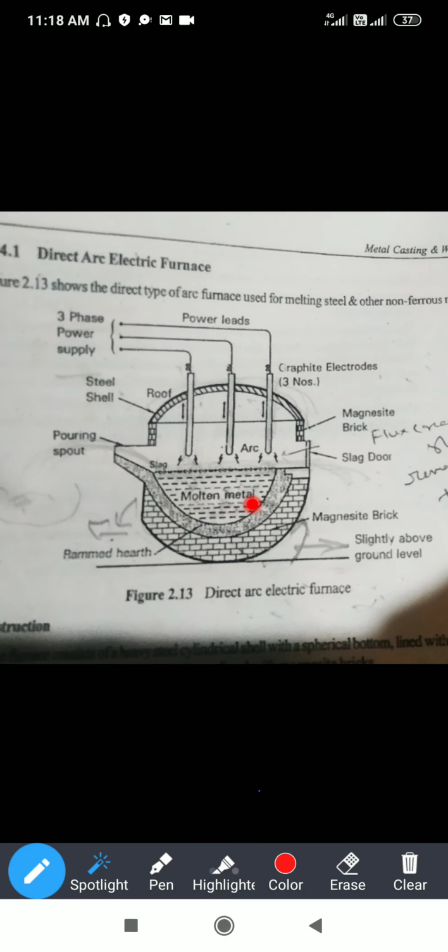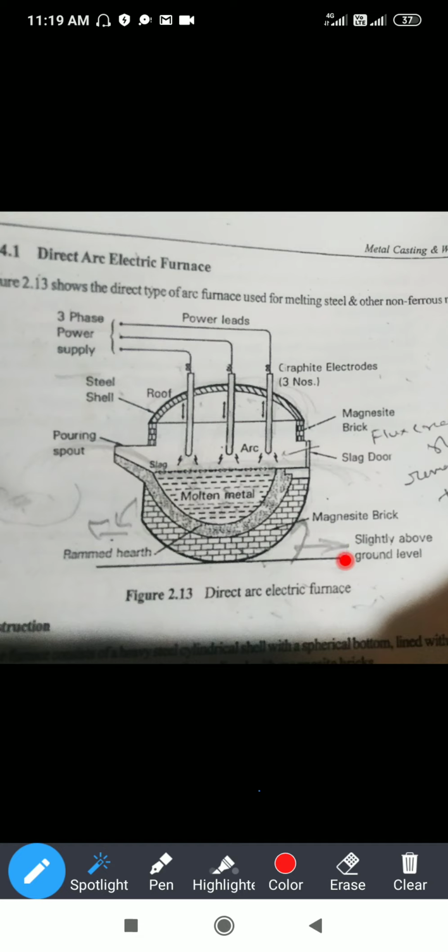Then, as the heat and temperature increase, the metal starts to melt. Once the metal has melted completely, whatever impurities are in that metal start to float on the surface of the liquid metal. The impurities floating on the surface of the liquid metal are called slag. That slag is removed through this door. Over here there is a slag door.